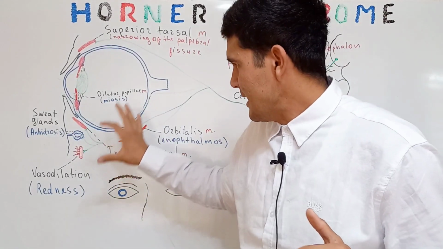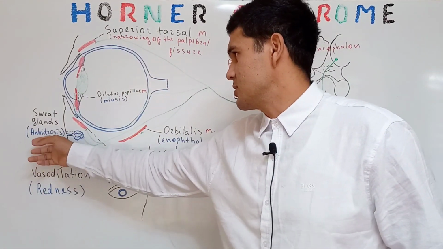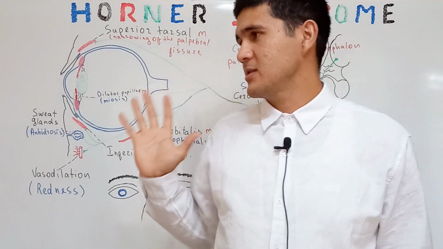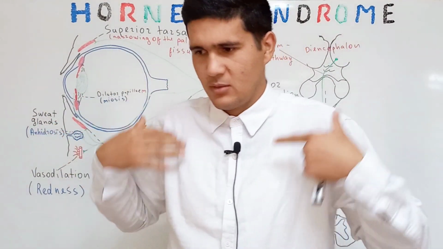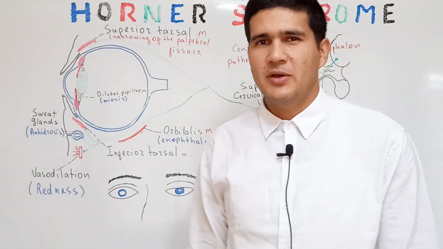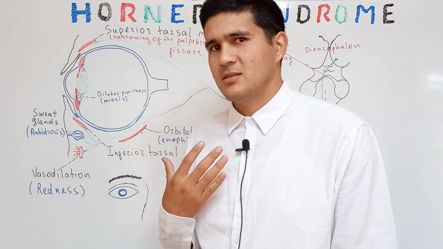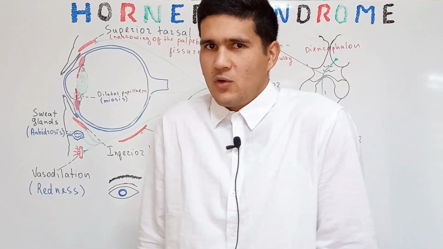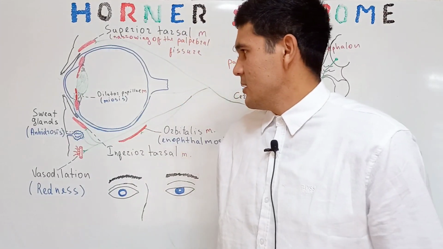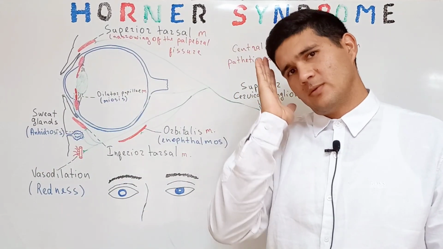The next symptoms are redness and anhidrosis. The sweat glands on the face are innervated, not only the face but the whole body. The sweat glands get innervation from the sympathetic nervous system, and without this innervation, the sweat glands couldn't show their effect, and anhidrosis may occur on one side of the face.